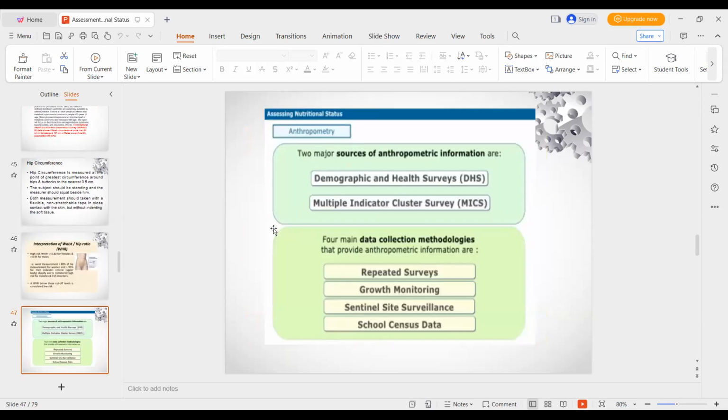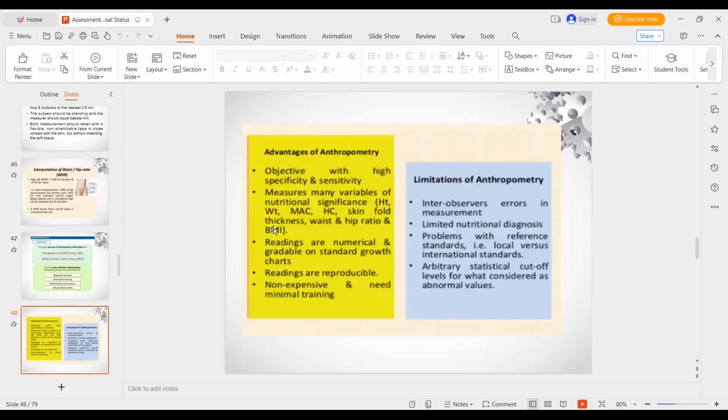Anthropometry. Two major sources of anthropometric information are the Demographic and Health Survey and the Multiple Indicator Cluster Survey. Four main data collection methodologies that provide anthropometric information are repeated surveys, growth monitoring, sentinel site surveillance, and school census data.